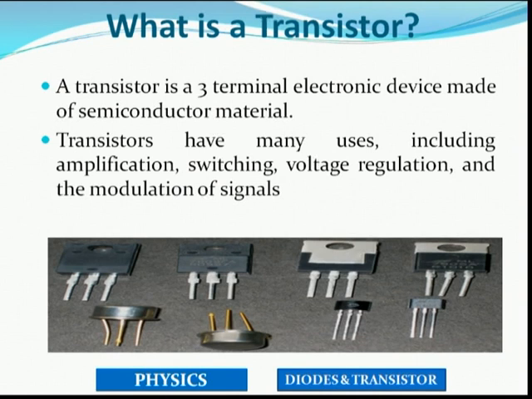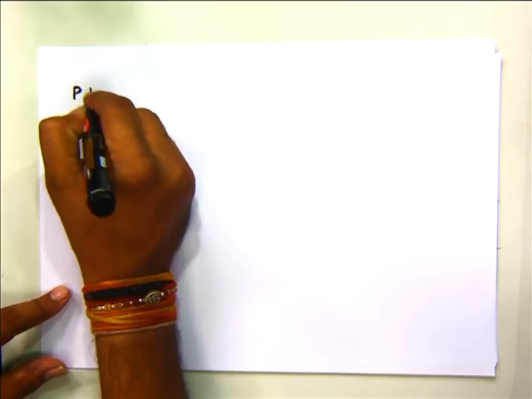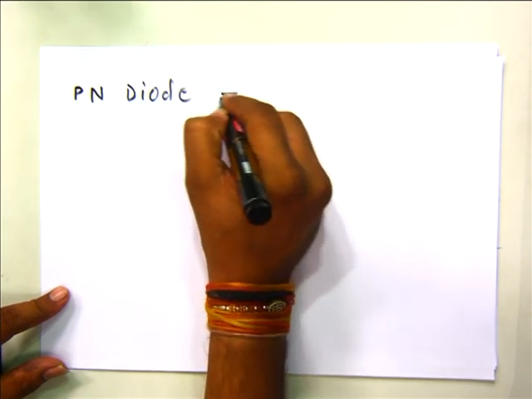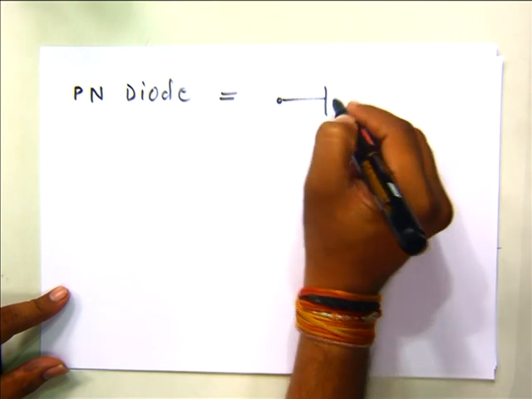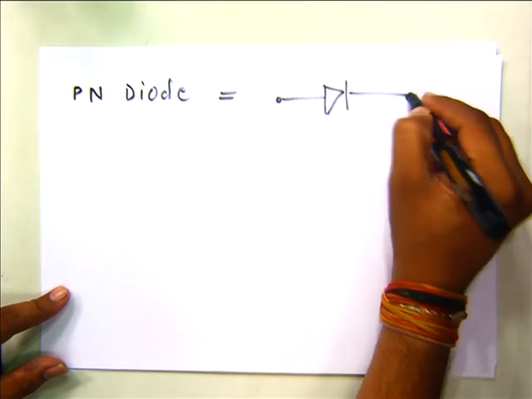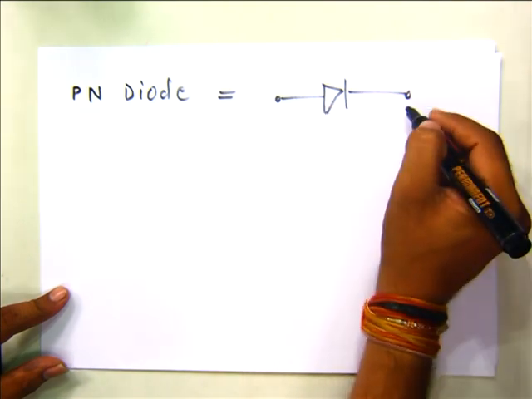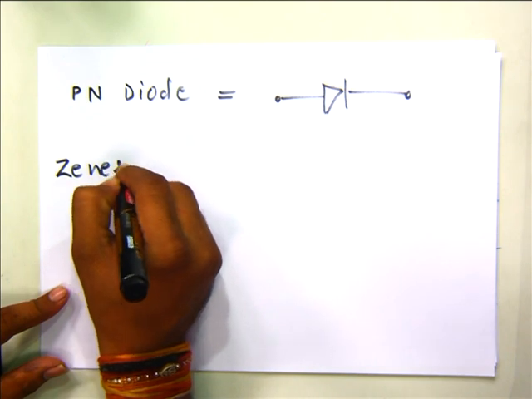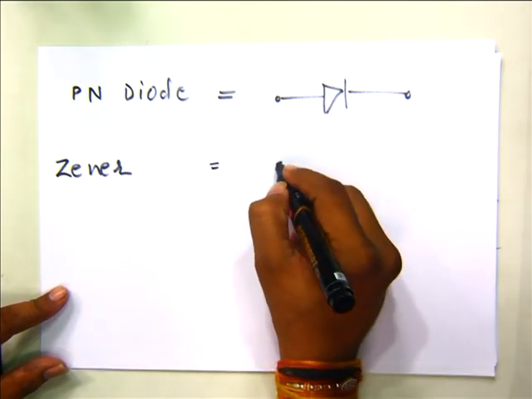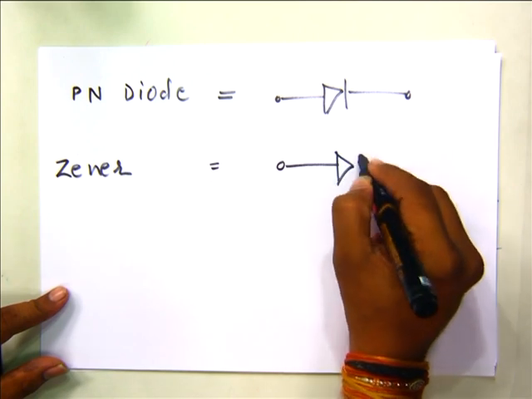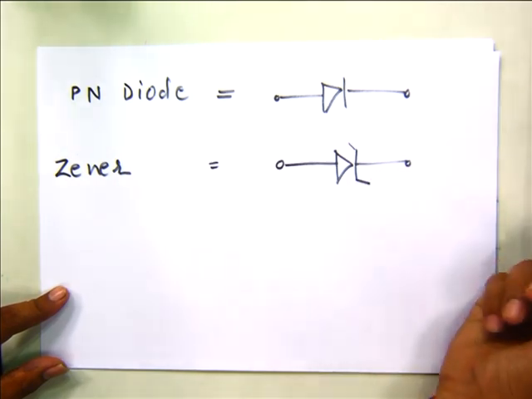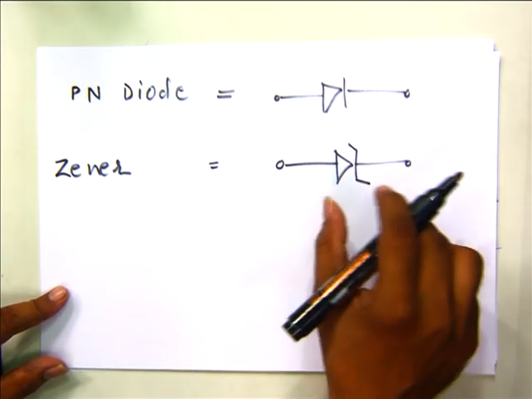Now let me give all the symbols of the diodes. First of all, the PN junction diode is like this, where this is our anode and this is our cathode. The next is the Zener diode. The symbol is like this: first you make the normal diode, then the bar looks like a Z.